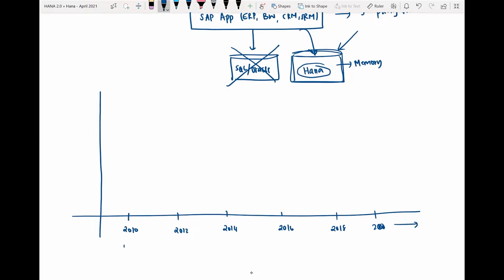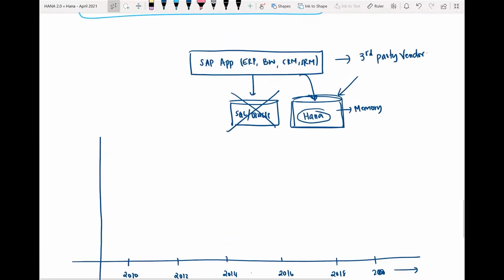SAP HANA as a database came into the market in 2010. Now, think about it and tell me, there could be several hundred or thousand organizations that were using SAP applications. It could be an ERP application, BW application, CRM, so on and so forth. They could have been using these applications being currently supported by a traditional database like Oracle or SQL Server.